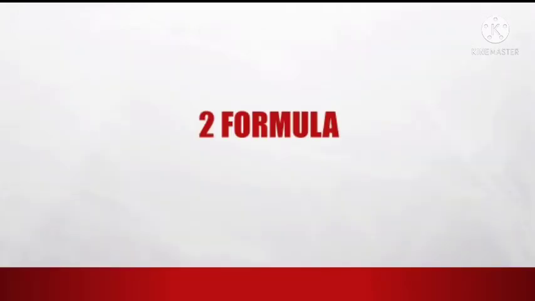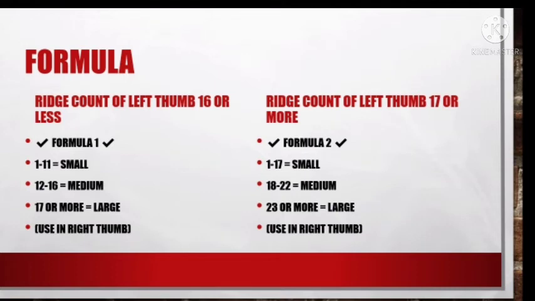Formula of major division. Ridge count of left thumb 16 or less, Formula number 1: 1 to 11 is small, 12 to 16 medium, 17 or more large. It is used in the right thumb. Ridge count of left thumb 17 or more, Formula number 2: 1 to 17 small, 18 to 22 medium, 23 or more large. Also used in the right thumb.